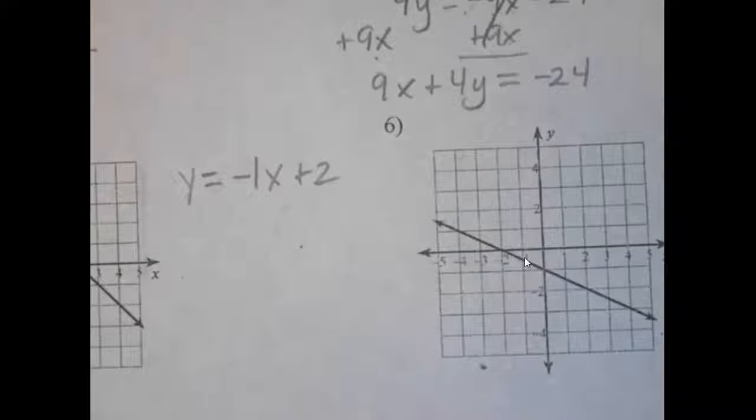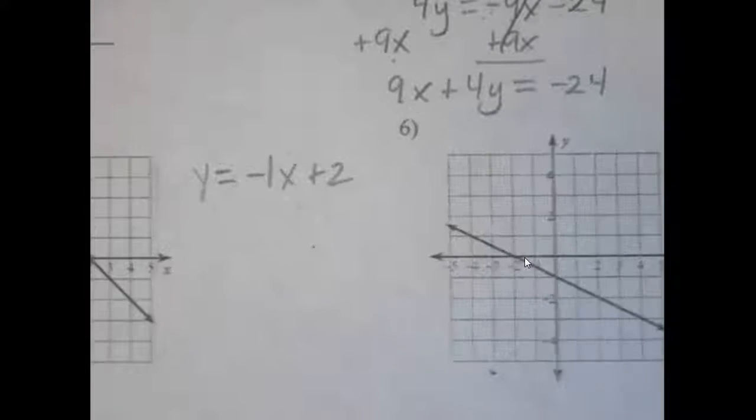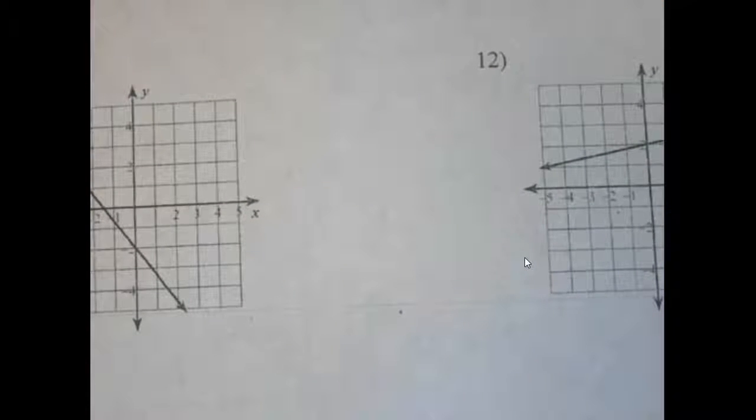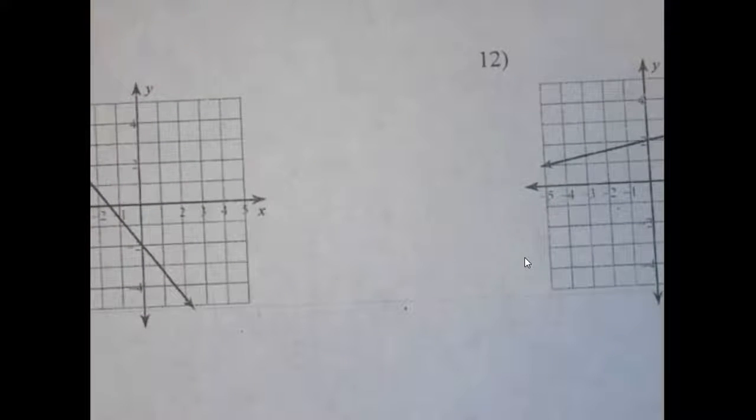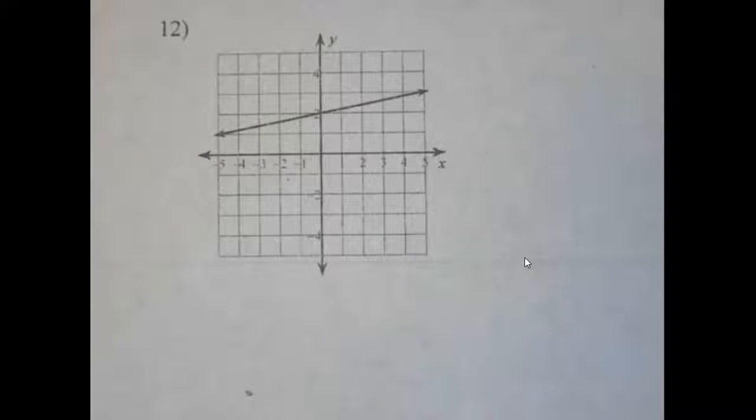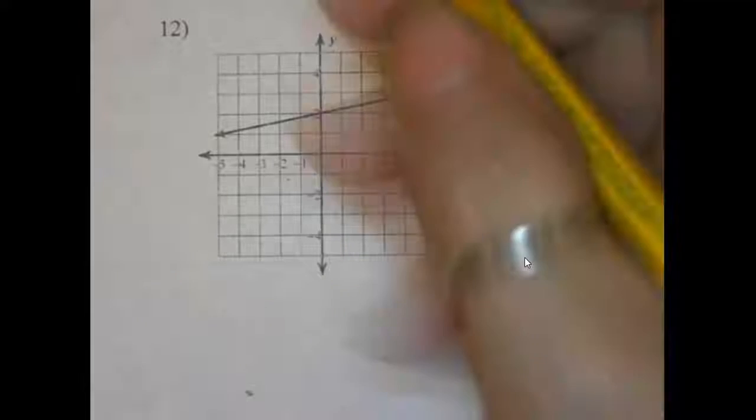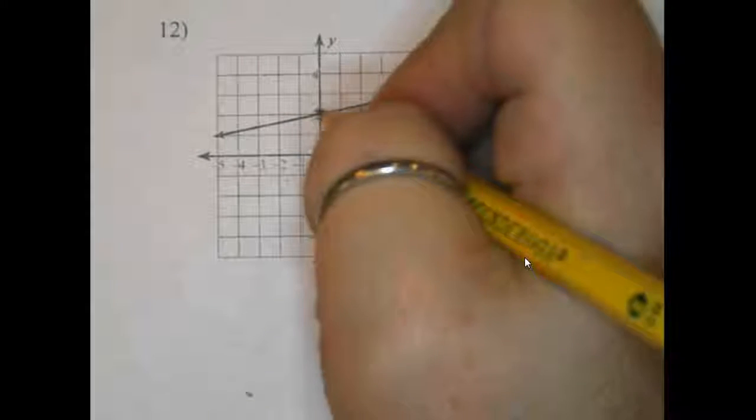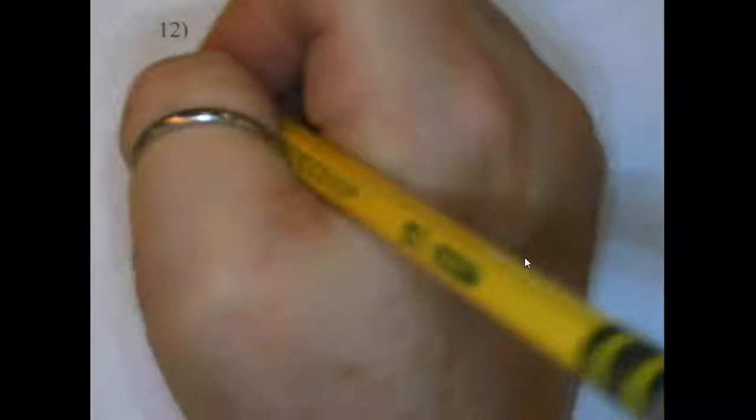Let's see. Pick one. What else? Which other one do you want to look at that might look a little tricky? 8. Number 12? Yeah, number 12. Let's look at number 12. Number 12 is, it's hard to tell. Okay, so where does it cross my y? What number? 2. My value is 2, so b equals 2.